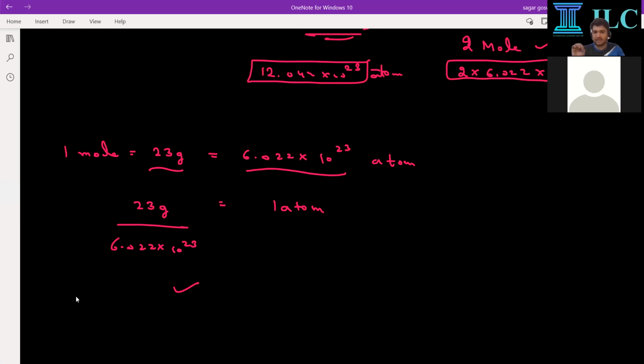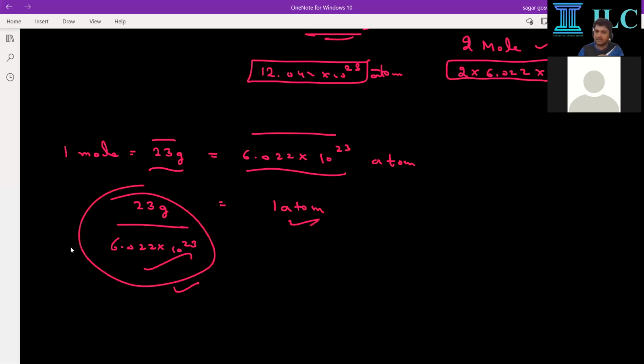If I am saying so many students have a total weight of 23 grams, and you want to find out the weight for one, you have to divide the total weight by the total number. You will get the weight for one person. Similarly, for so many atoms, this is the weight, so for one atom you have to divide it. You will get the one atom mass. Very simple. Got it?